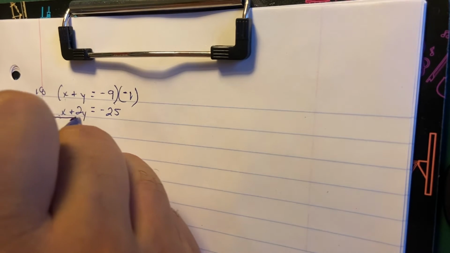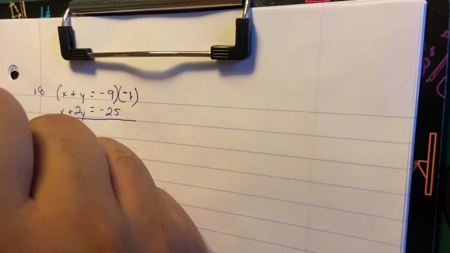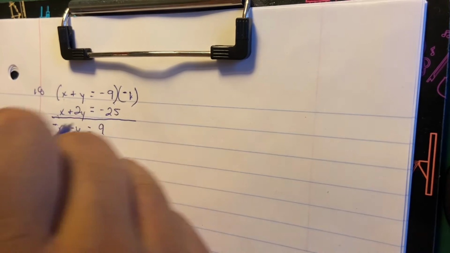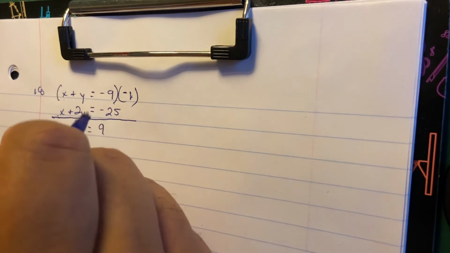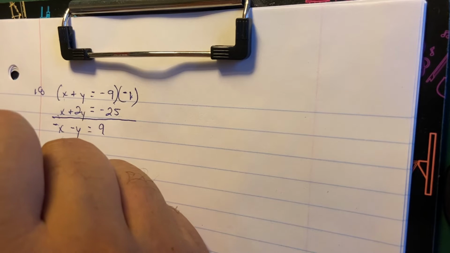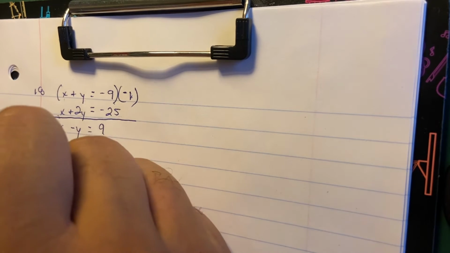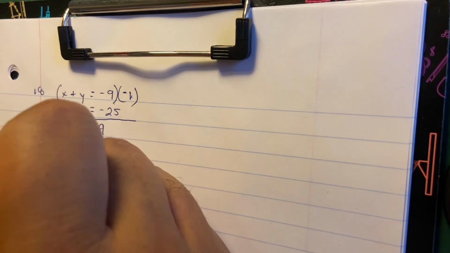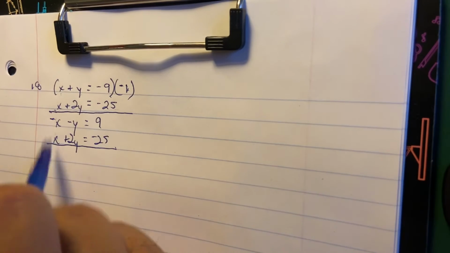So I'm gonna draw a horizontal line like this, and I'm gonna do the multiplication, basically distribute the -1. I'm gonna have -x minus y equals +9. The bottom equation stays the same. It doesn't change. I'm not multiplying that by anything. So I got x plus 2y equals -25. And then I just add the top equation to the bottom equation by adding like terms.